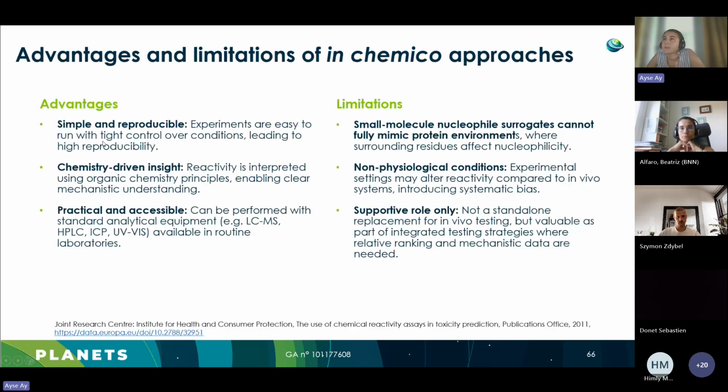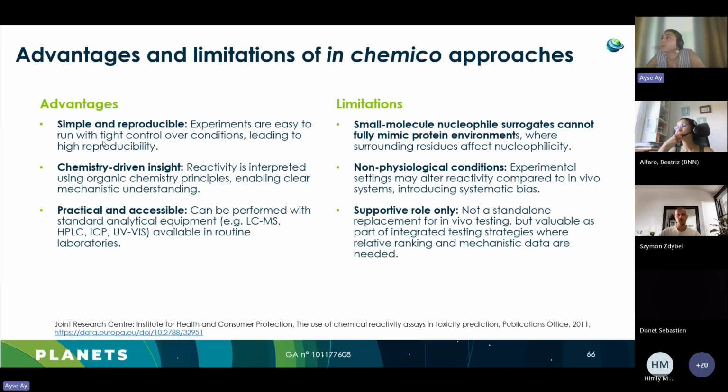And then I will briefly talk about the advantages and limitations of the in chemico approaches. First of all, I can say that they are relatively easy to run with controlled conditions, which leads them to be highly reproducible. And these reactivities are chemistry driven, using organic chemistry principles. Therefore, there is a clear mechanistic understanding. And these methods are usually performed using LCMS, HPLC, sometimes ICP, sometimes UV visible. And that's why they are highly standardized and practical.